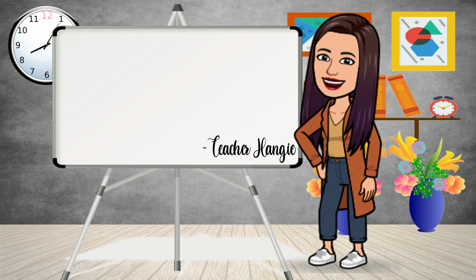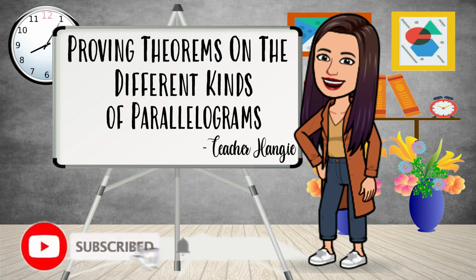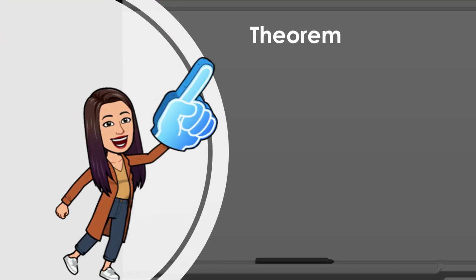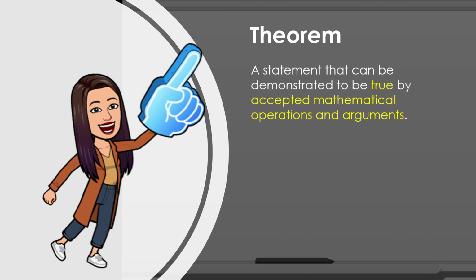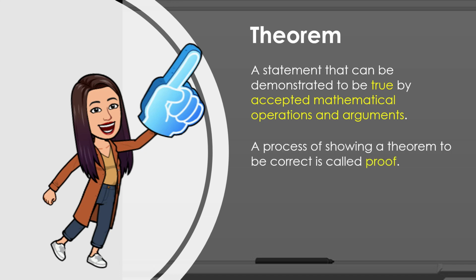For today's tutorial, we will prove theorems on the different kinds of parallelograms. So first, let us define what is theorem. Remember that a theorem is a statement that can be demonstrated to be true by accepted mathematical operations and arguments. And the process of showing a theorem to be correct is called proof. In other words, a proof is an explanation of why a statement is true or correct.